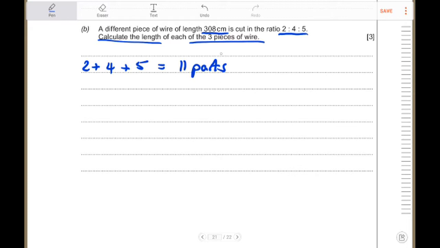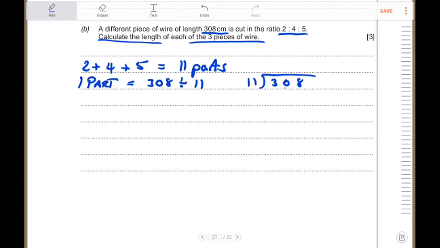So the reason we do this is we can work out the length of one part. Now one part is then 308 divided by 11. Now this is non-calculator. So you can do this using bus stop, breaking apart, or whatever, or just multiply by 11, using the 11 times table, whichever way you want to do it. I'm going to do it quickly here with bus stop. So we're going to divide 11 into 308.